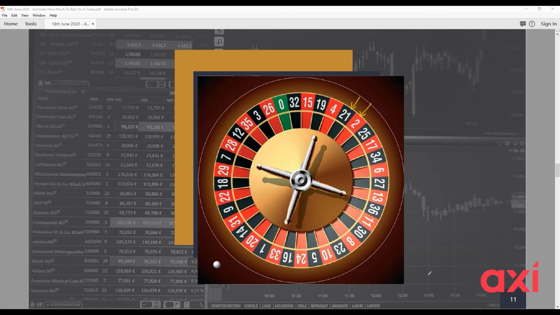So who can take a guess? If you bet on red, what is the probability that you will win if you bet on red or if you bet on black? Can anyone take a quick guess? What is the probability that you will win if you bet on all red or all black?